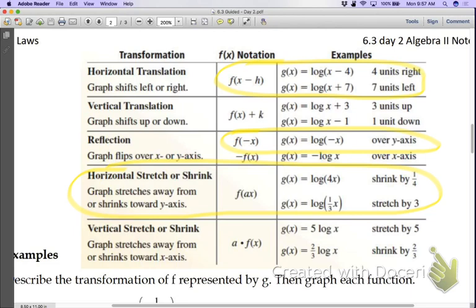Is if you have a number, so normally whenever you have a vertical stretch or shrink, if you have a number bigger than 1, it's going to be a stretch. If it's a number between 0 and 1, it's going to be a shrink. Whereas here, whenever we deal with a horizontal, if it's a number bigger than 1, it's going to be a shrink by the reciprocal. Okay?